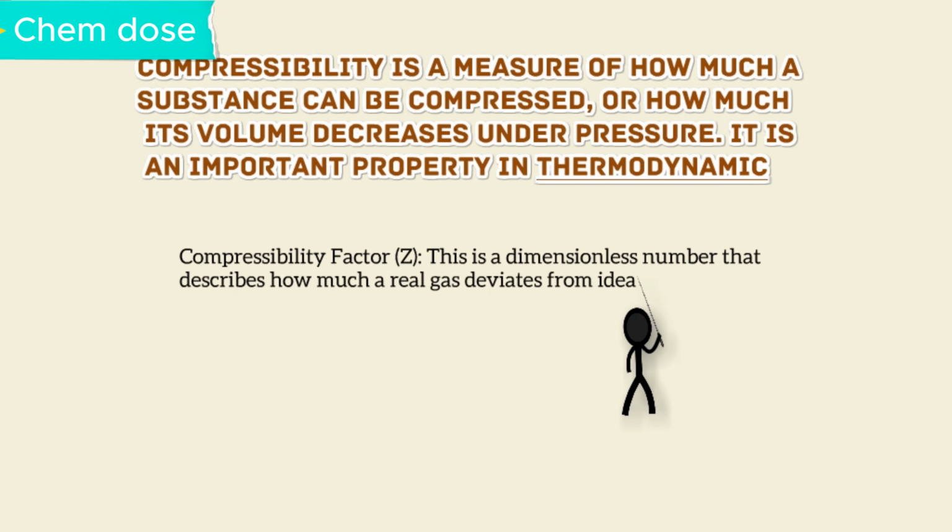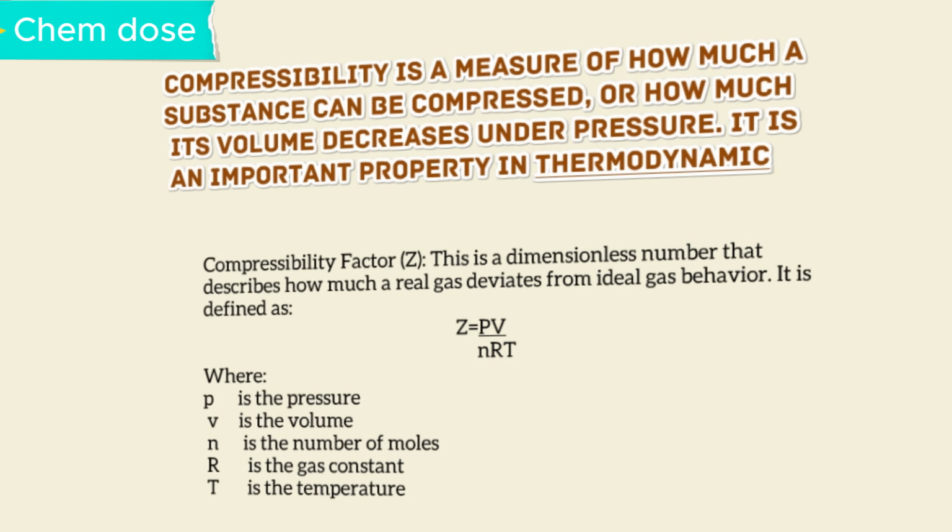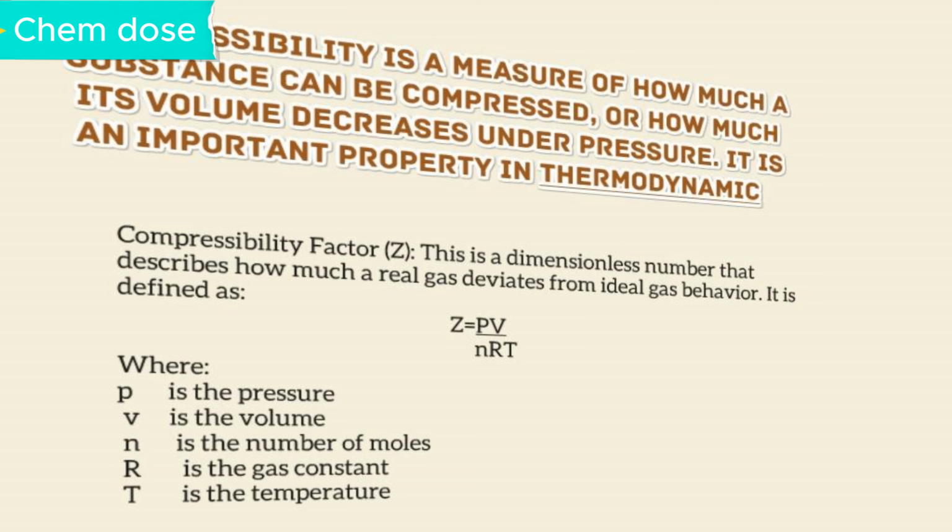Compressibility is a dimensionless number that describes how much a real gas deviates from ideal gas behavior. It is defined as Z equals PV over nRT, where P is the pressure, V is the volume, n is the number of moles, R is the ideal gas constant, and T is the temperature. Here Z is compressibility, a key factor in determining how much a gas deviates from ideal behavior.